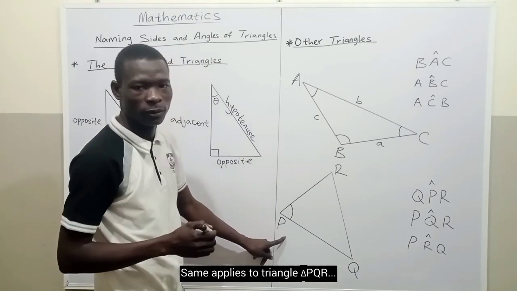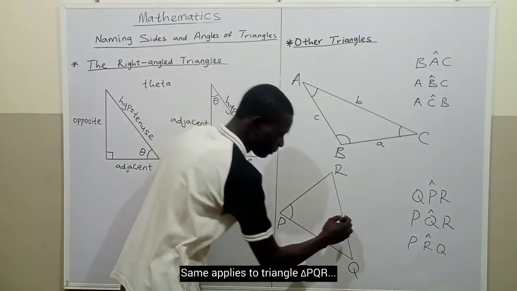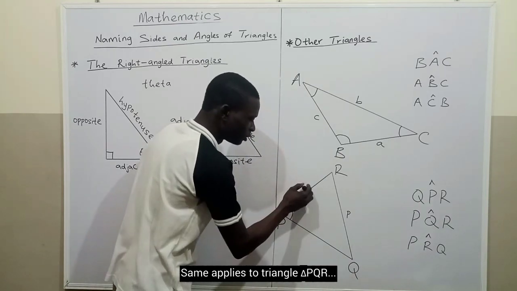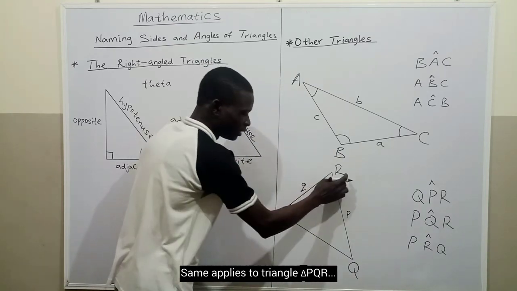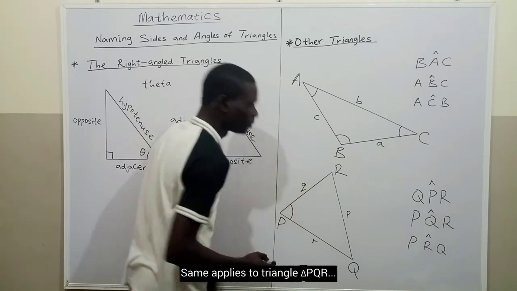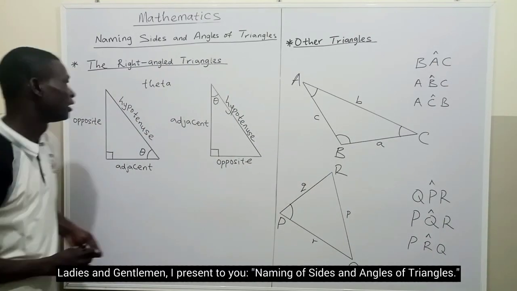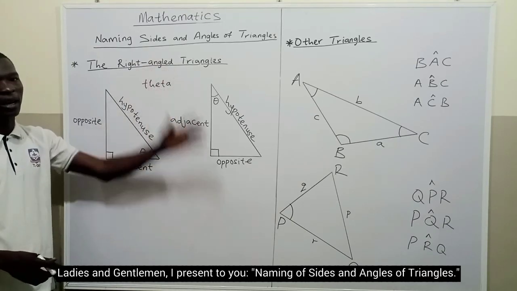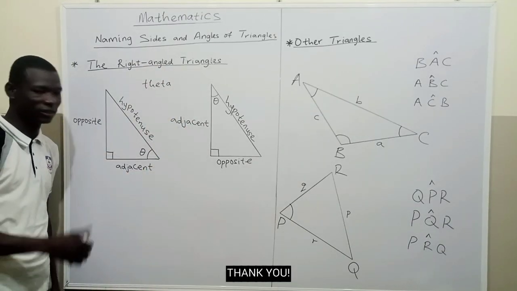And the same thing is applicable to this other triangle. This capital letter P, so this is going to be small letter p. This capital letter Q, this is going to be small letter q. And this capital letter R, so this is going to be small letter r. So ladies and gentlemen, I bring to you the naming of the sides and angles of triangles. Thank you.